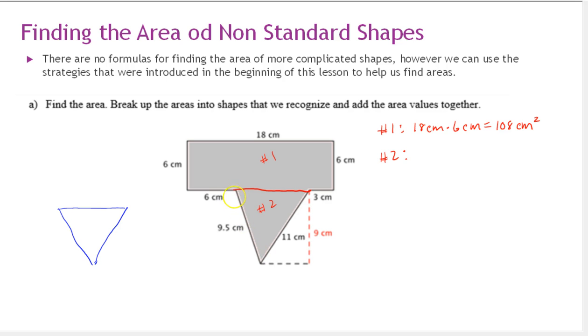Now notice the numbers we're given. We could think of 9.5 as the base, but we don't have the perpendicular distance to that vertex. If we think of this as the base, we'd need this distance right here, which we don't have. If we think of this as the base, they give us this 9 centimeters, which is the perpendicular distance. So this is the one we're going to want to use. We don't know this base, but at least we know the height. So this height is going to be 9 centimeters, and now we just need to find the length of this base.